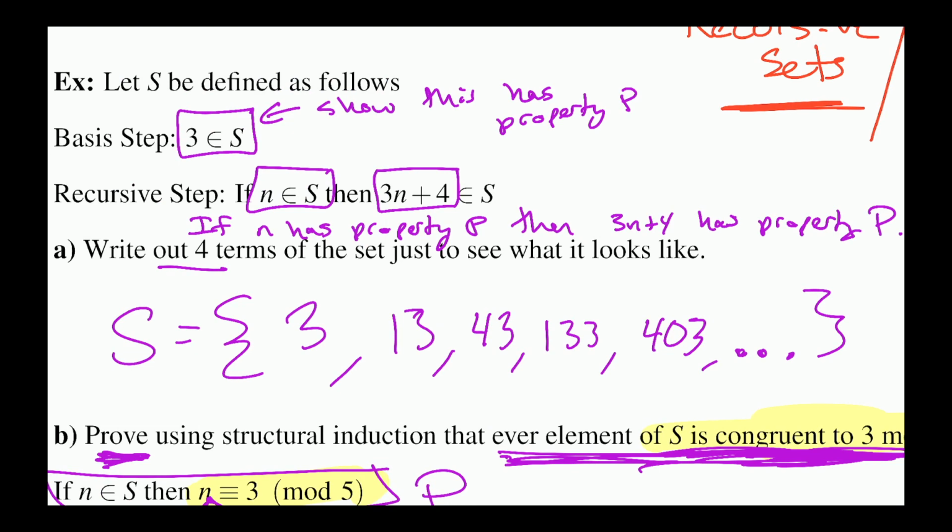So it's not regular induction, because regular induction was like: show that if it's true for n equals k, then it's true for n equals k plus 1. There's no plus 1 here, right? There's no k plus 1. It's if this has the property, then this has the property. But this is not n plus 1. It's, in this case, 3n plus 4. So it's not the same as regular induction.